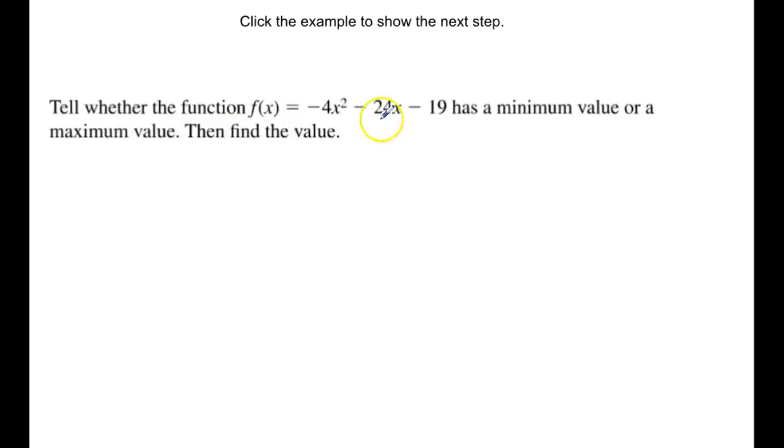So now let's look at this one. The first thing, tell whether this function has a minimum value or a maximum value, then find the value. So the thing I notice is that I have this negative sign here in front of my a value, so that tells me that my graph opens down. So that also tells me that I'm going to have a maximum value. Now I have to find the value.